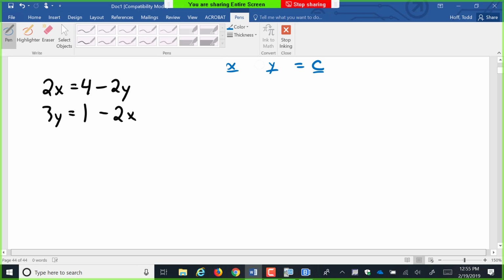Now, technically, we wouldn't have to have it lined up like that. We could have the x's on one side and the y's on the other side, as long as everything lined up. But I always go for this standard form just because people are more comfortable with it. So this top one, what do we have to do to get it in that form?